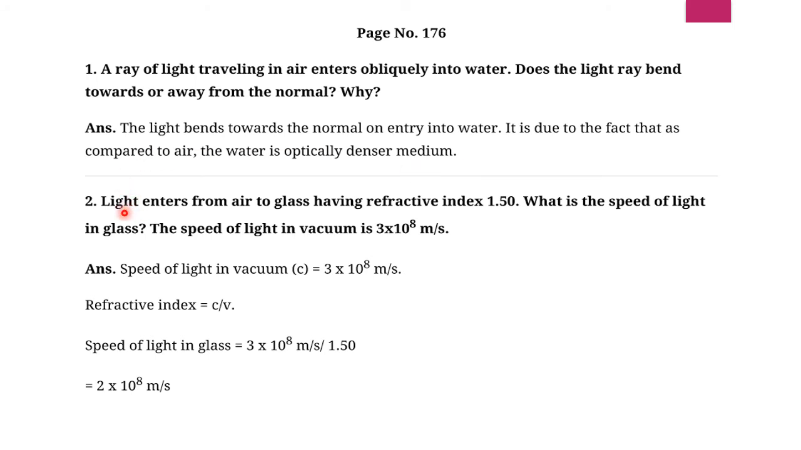Second question: light enters from air to glass having refractive index 1.50. What is the speed of light in glass? The speed of light in vacuum is 3 into 10 raised to 8 meter per second. You have to calculate this. Now you know the speed of light in vacuum, we take it as C is equal to 3 into 10 raised to 8 meter per second. The absolute refractive index is C upon V. So the speed of light in glass is 3 into 10 raised to 8 meter per second upon 1.50, that is 2 into 10 raised to 8 meter per second.